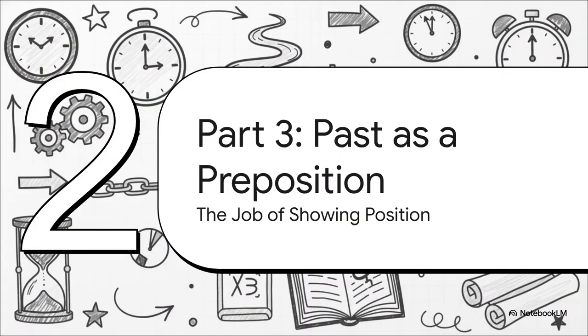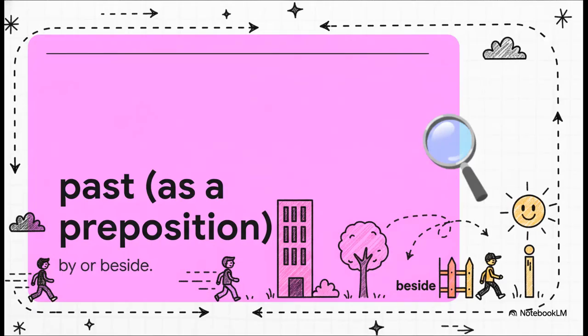So we've seen it name time and describe events. But our little powerhouse word has one more job to do, acting as a preposition. And in this role, it's all about showing relationships, specifically where something is located or the direction it's moving. When it's wearing its prepositional hat, past is super straightforward. It just means to move alongside something, to go by it or beside it. It really helps us map out movement in the real world.